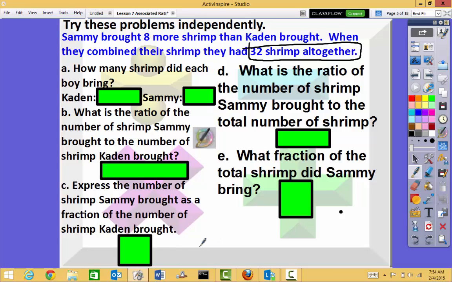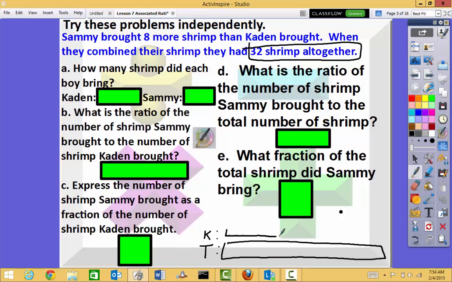So this is going to be my total. And it's going to be the longest since it involves all the shrimp. Caden, I'm going to draw. Caden's and Sammy's tape diagram should equal this. So I'm going to draw Caden's like this. Sammy's is going to be larger. That might be a little too large, but it's not going to be perfect.